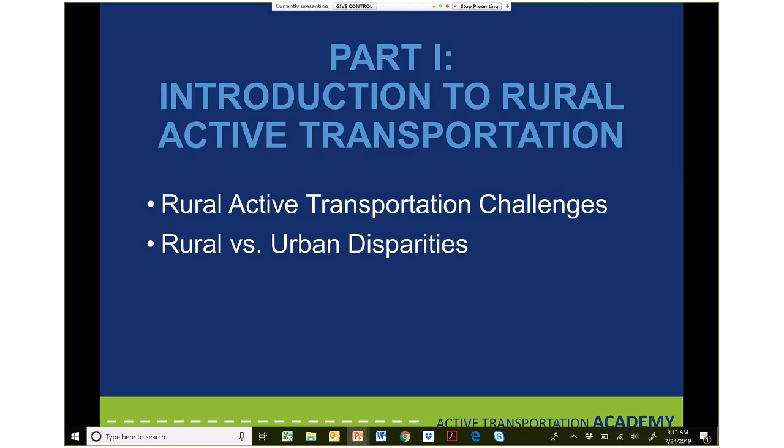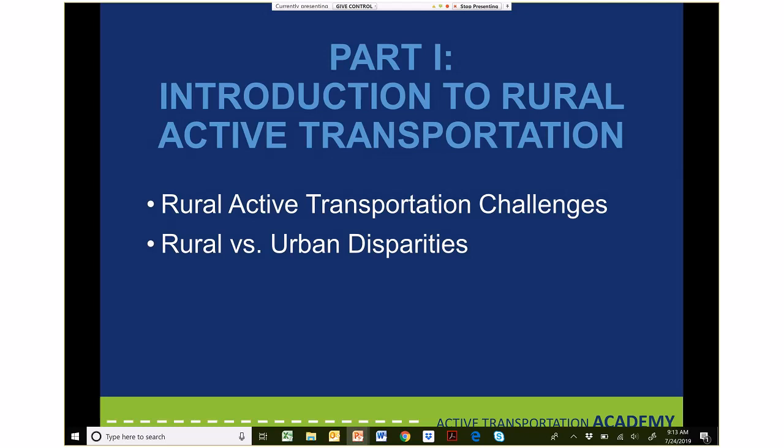So when we host this training in your community, it's going to be broken up into several parts. The first part is the introduction to rural active transportation. And so, as I just mentioned, we're going to spend time talking about rural active transportation challenges and opportunities, and we're actually going to talk about the disparities between rural versus urban areas.